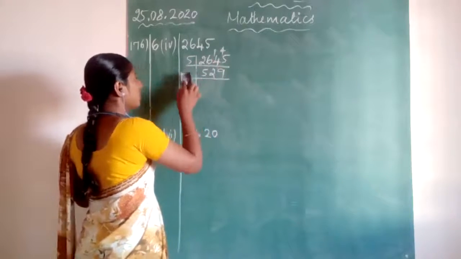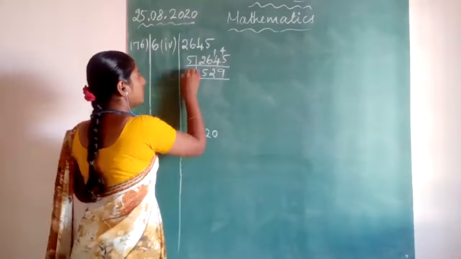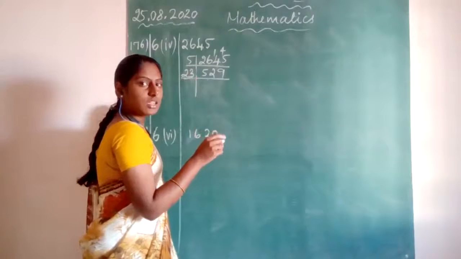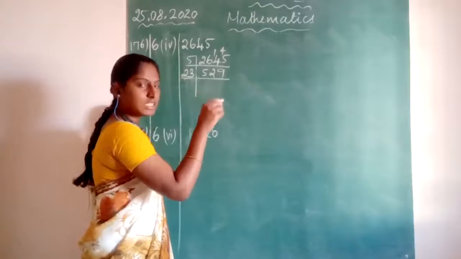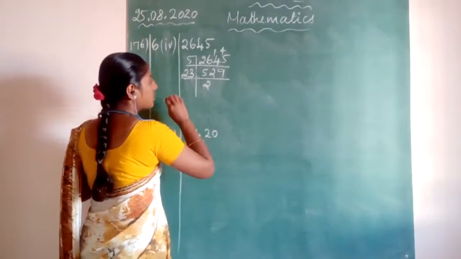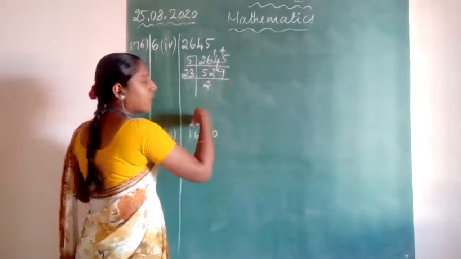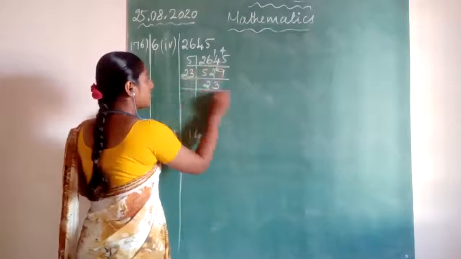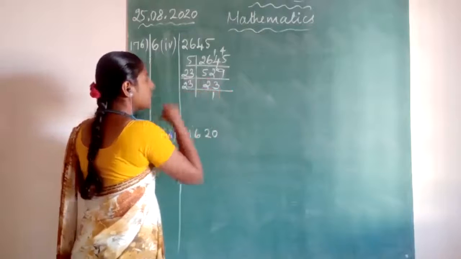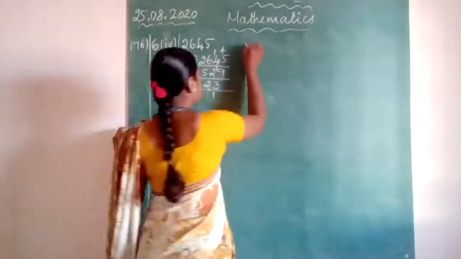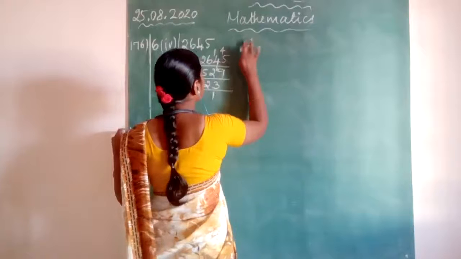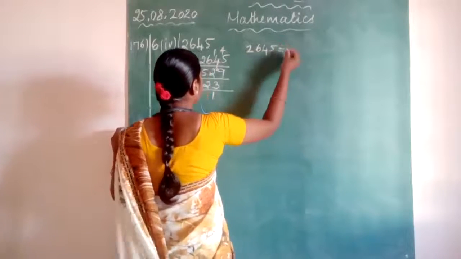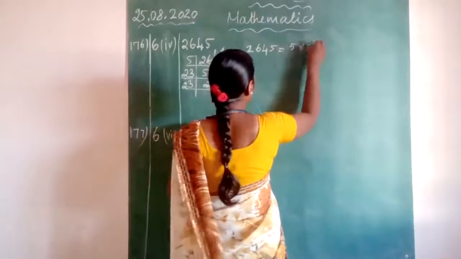Okay, now try with 23. Okay, so 23 ones are 23, 23 twos are 46. Okay, so 23 2s are 46. So how much is remaining? 6 is remaining. And 23 3s are 69. Okay, so 23 times 23 is 529. So 23 1s are 23. Okay, so you can write 2645 as 5 into 23 into 23.